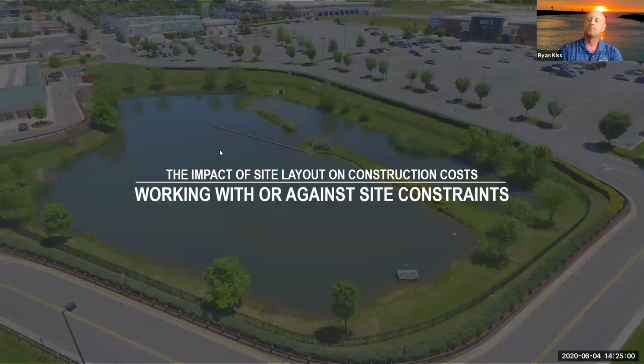Appreciate it. So we've talked about the identification of the constraints. Now we're going to talk about the decision-making process, how we would use the information that we've gathered to look at a site, to make decisions, and how the decisions we make can ultimately impact the site costs. Either it's going to add to the site costs or it's going to help bring them down.